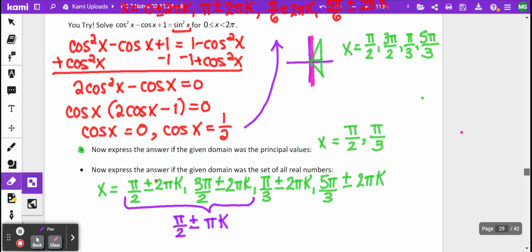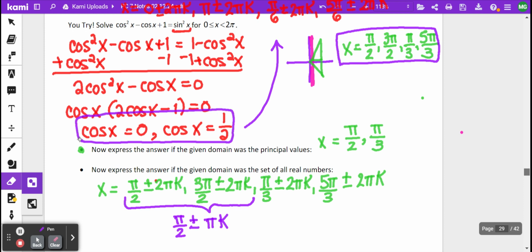All right, let's see how you did. Okay, so hopefully you replaced sine squared of x with 1 minus cosine squared of x, moved things over, factored, which would have gotten you to here. And then, of course, using your unit circle, we would have gotten these 4 answers. Then we restricted the circle to really only focusing on the principal values. So anything from 0 to 180, which eliminated 3 pi over 2 and 5 pi over 3. And then we had to express the answer if the domain was all real numbers.